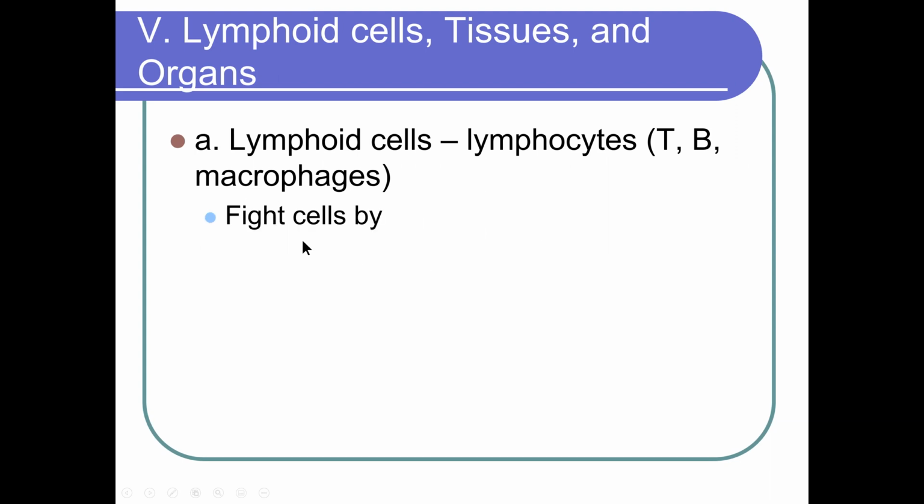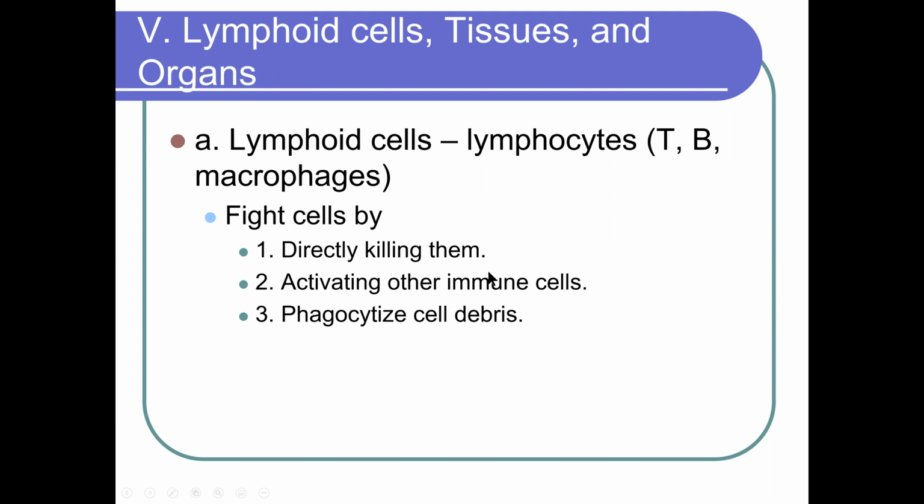Macrophages fight cells by directly killing them, activating other immune cells, or phagocytizing cell debris. So the T cells actually have killer T cells. The T cells have a particular type of cell that differentiates into a killer T cell. They have helper T cells. Like I say, we'll get into that next week, but they actually go up one-to-one against another cell to try to kill that cell, okay?